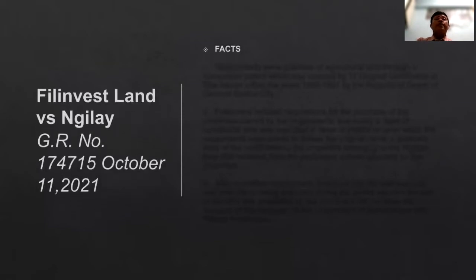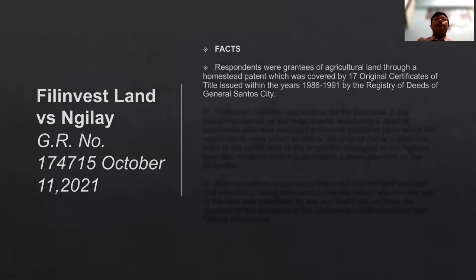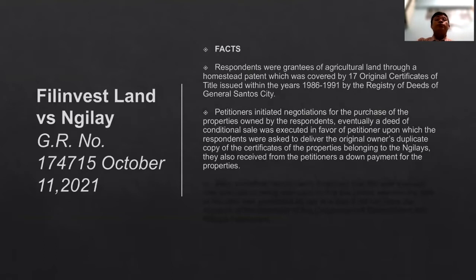To further elucidate the concept of unjust enrichment, we provided to you the case of Philinvest Land vs. Ngilay, GR number 174715, October 11, 2021. Respondents were grantees of agricultural land through a homestead patent, which is covered by 17 original certificates of title issued within the years 1986 to 1991 by the Registry of Deeds of General Santos City. Petitioners initiated negotiations for the purchase of the properties owned by the respondents, and eventually a deed of conditional sale was executed in favor of petitioner, upon which the respondents were asked to deliver the original owner's duplicate copy of the certificates of the properties belonging to the Ngilays. They also received from the petitioners a down payment for the properties.